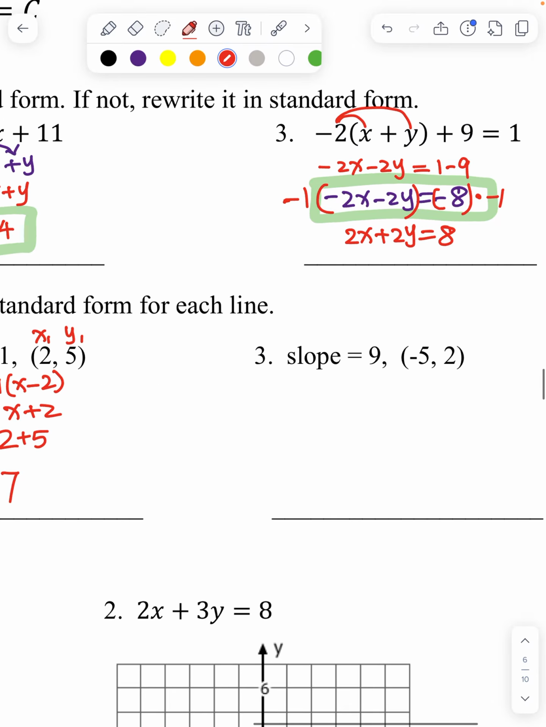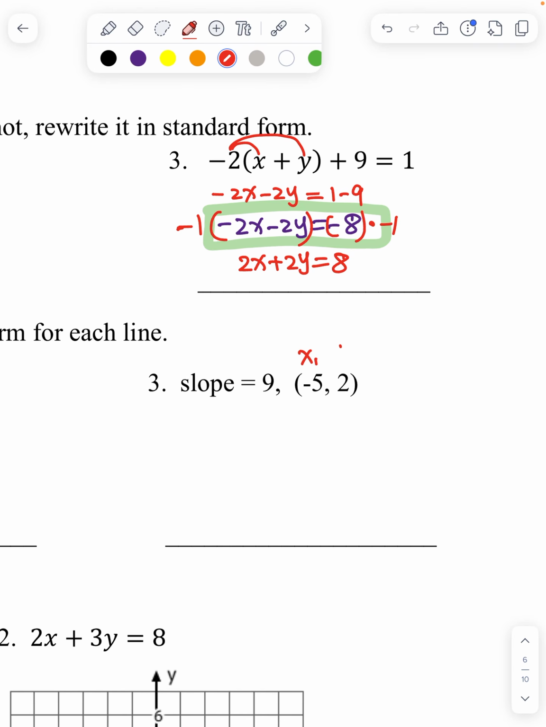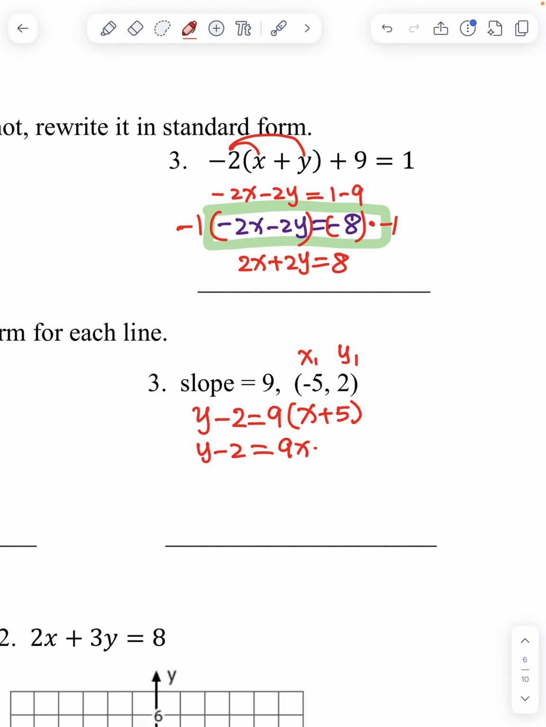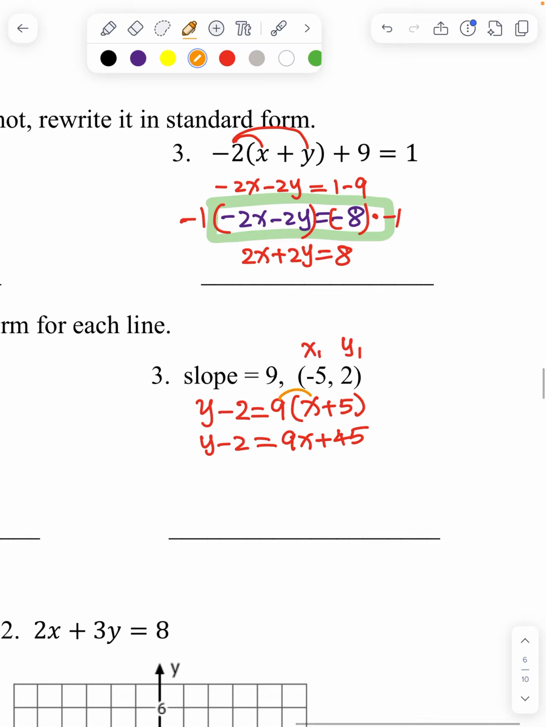Number 3, like x1, y1. So y minus 2 equal to slope times x minus x1. Okay, let's rewrite. Minus 5 becomes a plus 5. Okay, y minus 2 equal to 9 times x plus 5. I have to do the distributive property. 9 times x, and then 9 times 5, so y minus 2 equal to 9x plus 45.